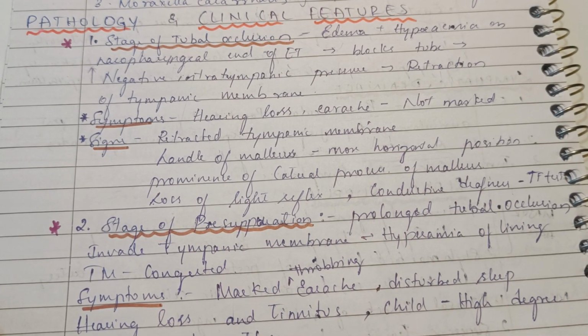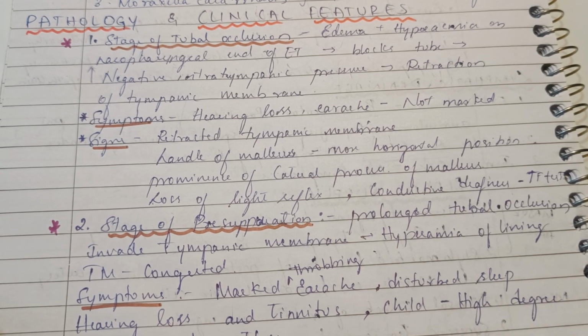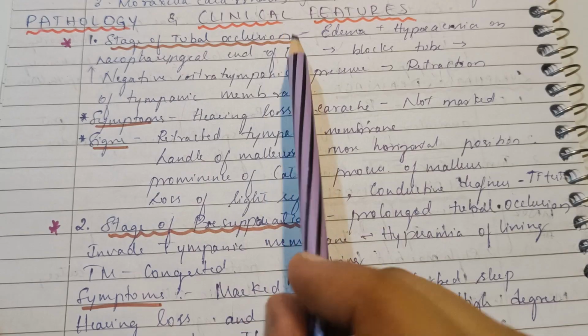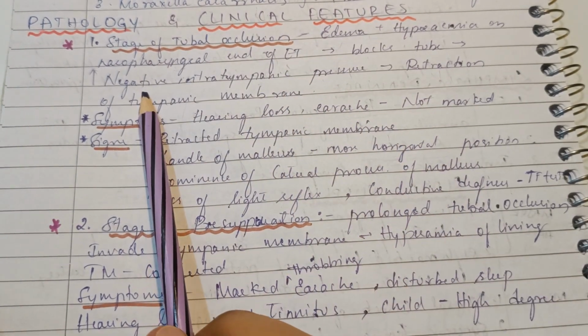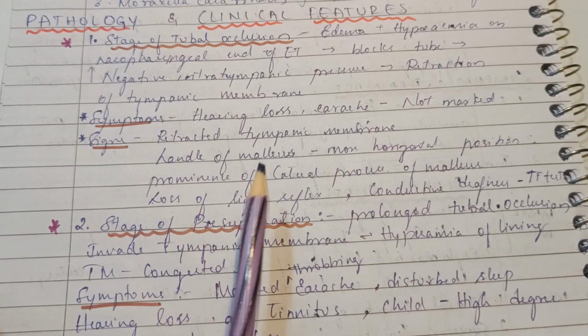Okay, these 4 points. Tympanic membrane will be retracted, handle of malleus is horizontal, and lateral process of malleus has become prominent, and there is loss of light reflex. And then you can write conductive deafness also. So this is about the stage of tubal occlusion. It was occluded, intratympanic negative pressure increases, retraction. So these are the points you'll write in the first stage.